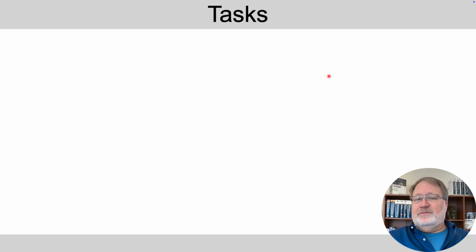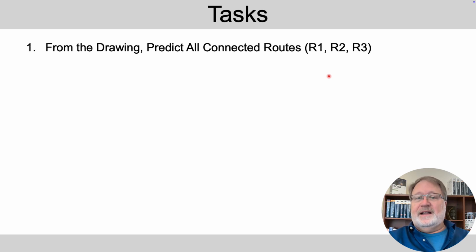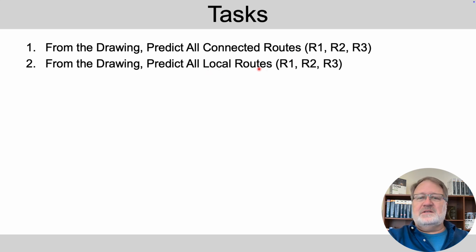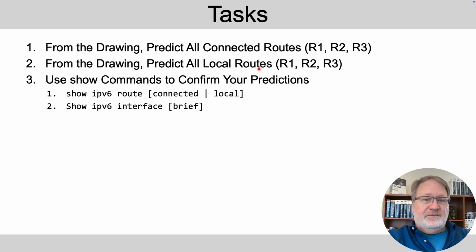So what's your job for this lab? Well, from that drawing and that information there, predict all the connected routes on those 3 routers on the left. Likewise, predict all the local routes for all 3 of those, and then get into Packet Tracer and see if your predictions were correct. If you look in the description of this video, there's a link there to download a Packet Tracer file, open it up in Packet Tracer, and you can perform the lab.